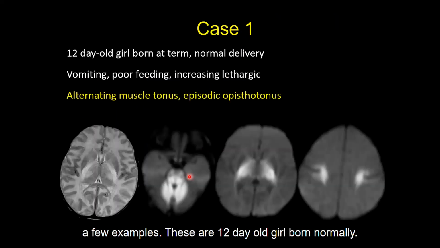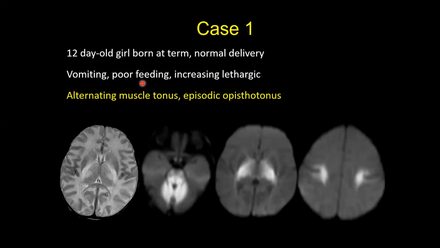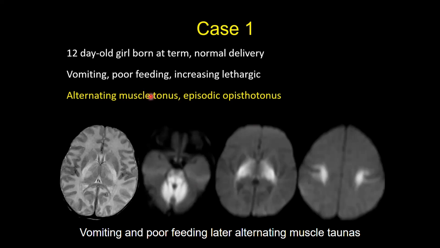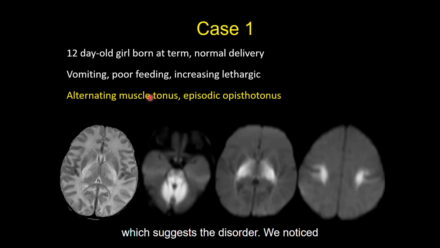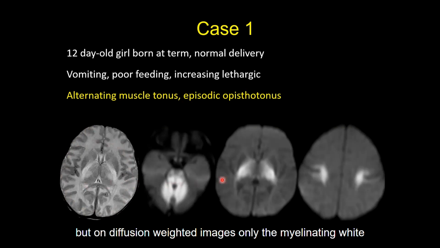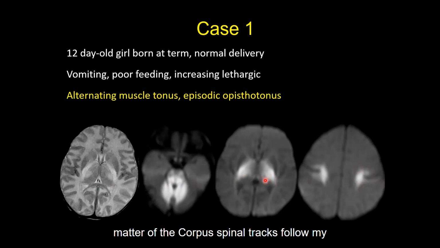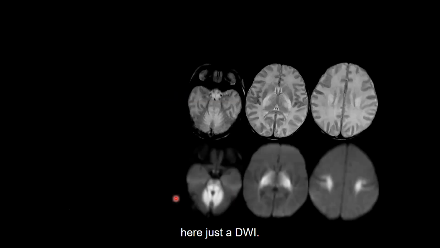So let's look at a few examples. This is a 12-day-old girl born normally, vomiting and poor feeding later, alternating muscle tonus, which suggests the disorder. We notice the entire white matter on T2-weighted images is swollen, but on diffusion-weighted images, only the myelinating white matter of the corticospinal tracts, thalami, and long tracts of the brainstem and then the cerebellum are restricted. I'm showing here just a DWI.